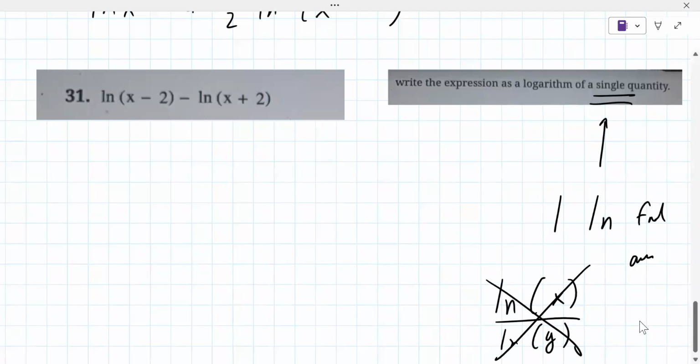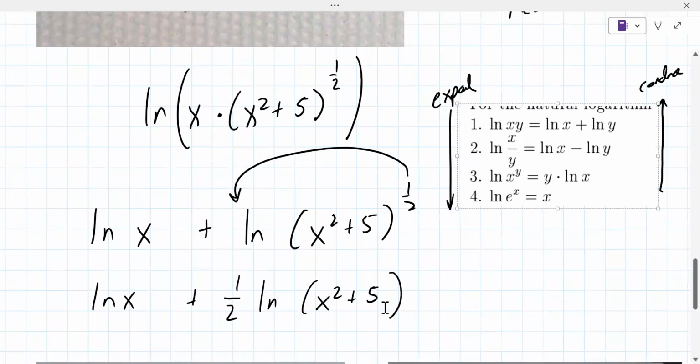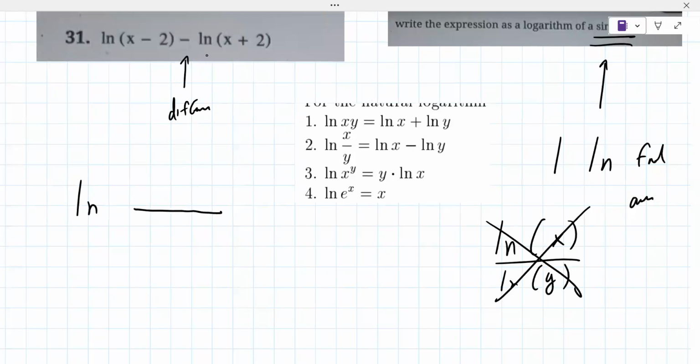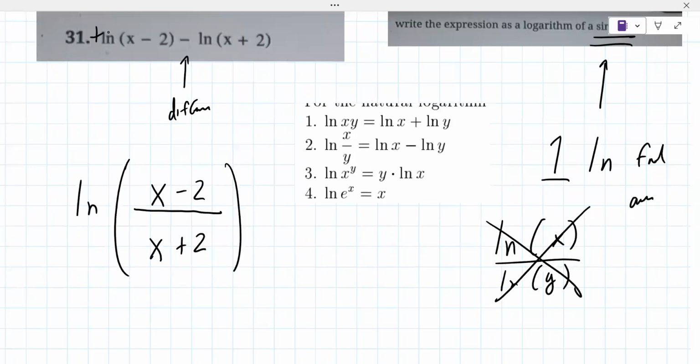Okay. So those 4 properties I showed you, it's kind of like instead of looking at them left to right, we're now looking at them right to left. So this is a difference. So the difference becomes a quotient. So what goes on top, what goes on bottom? Well, the positive one goes on top and the negative one goes on the bottom. Single logarithm, one ln. There cannot be two. Any questions, thoughts on that before we proceed to 32? Nope.